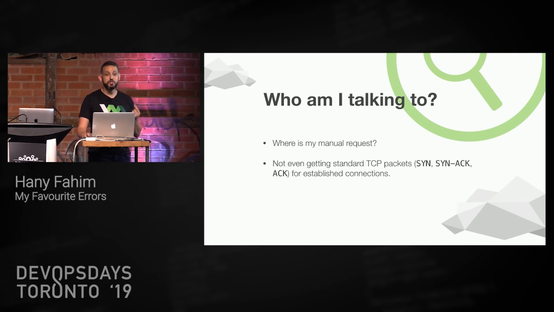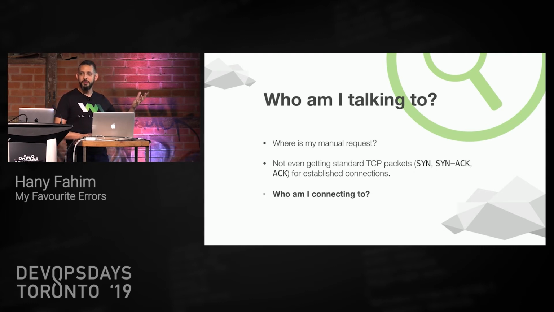At the very least, I should be able to see the standard TCP packets like SYN, SYN-ACK, and ACK to tell me that I've established a connection because I did a handshake with somebody. So who am I talking to at this point? So all right, at this point, something's really fishy.